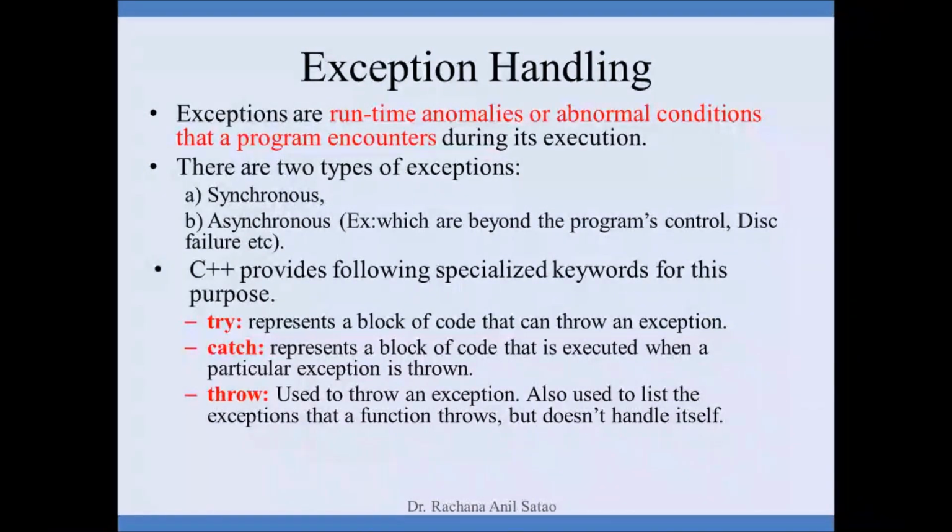Okay, so try represents a block of code that can throw the exception, or we can say a try block is a block which we wish to monitor for exceptions. It monitors for the exception, and if it is found, it is thrown out with the help of the throw keyword. So try is a block. It starts with a curly bracket and ends with a curly bracket. Again, catch is another block which starts with a curly bracket and ends with a curly bracket. It represents a block of code that is executed when a particular exception is thrown. This block catches it and displays some information about it.